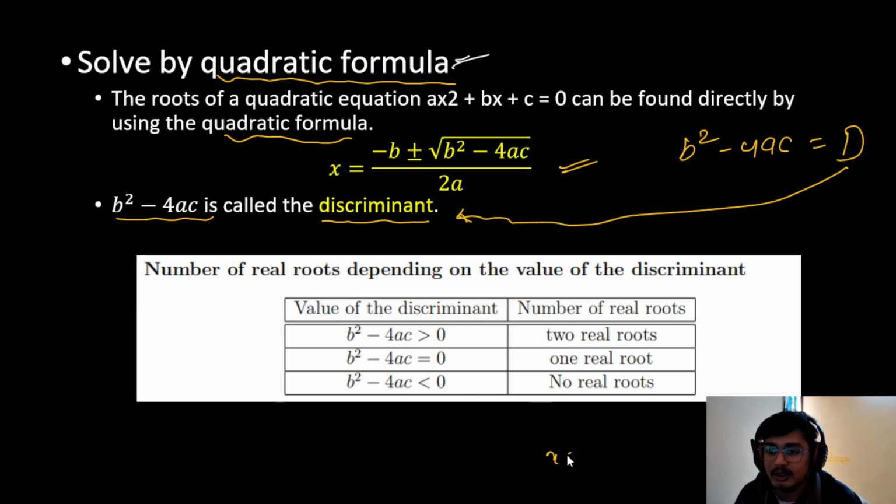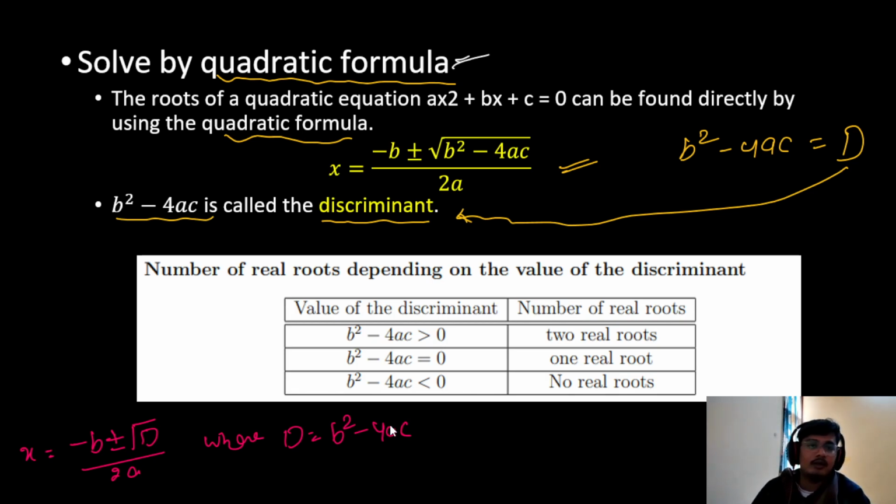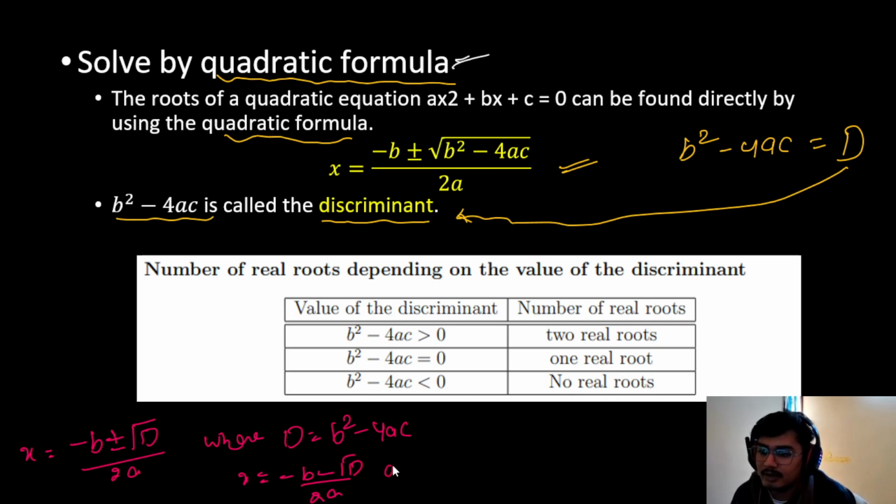I'm writing this quadratic formula here so that you can focus on it: x equals minus b plus minus root D upon 2a, where D equals b square minus 4ac. So we will get two zeros from here. One will be x equals minus b minus root D upon 2a, and one will be x equals minus b plus root D upon 2a. These two will be the solutions.